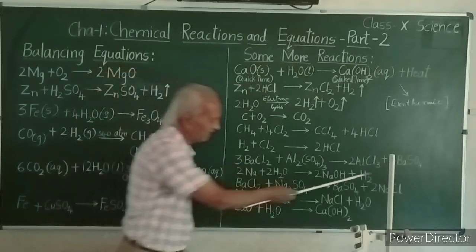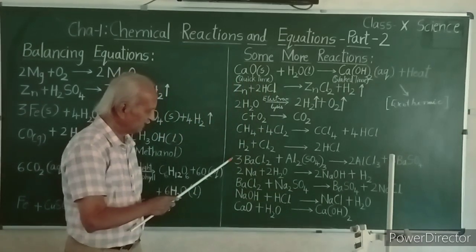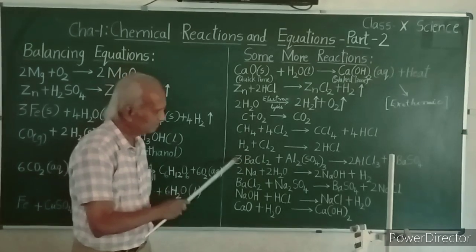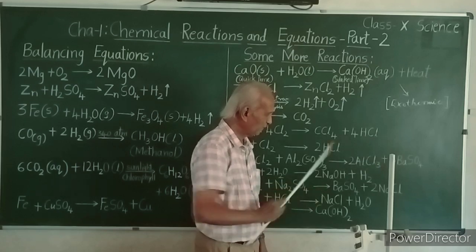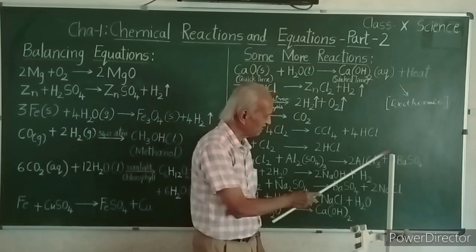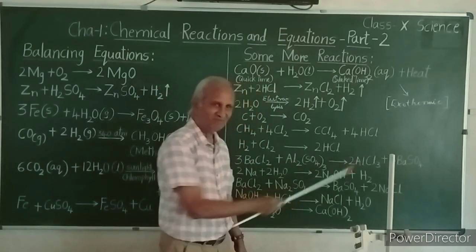Ba3, here 3Ba. Cl2, here the coefficient is 3, 3 into 2 is 6. Here Cl3, 2 is here. Vice versa from there. So 2 into 3 is 6. Chlorine is 6. Come here, Al2, 2Al. Matching.